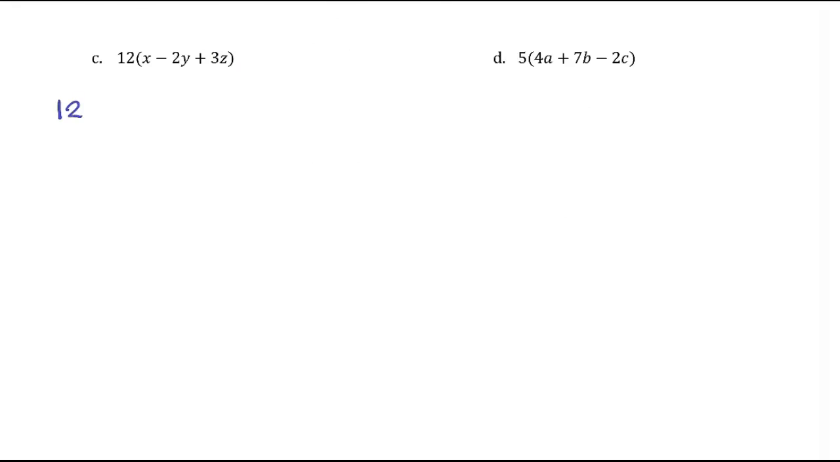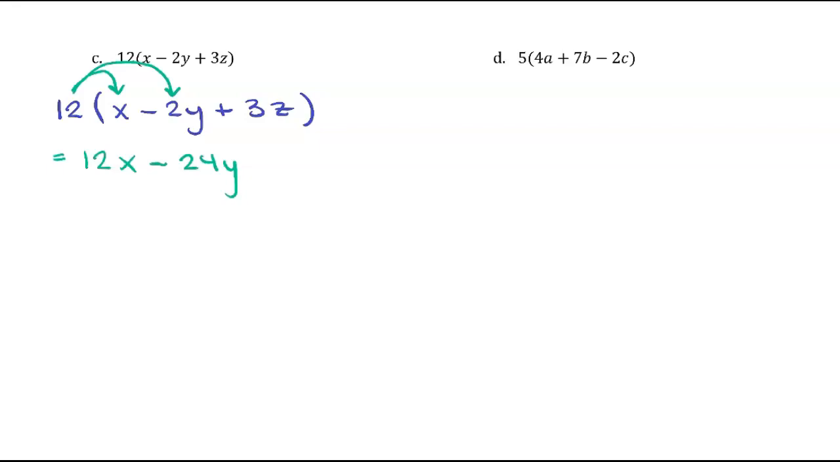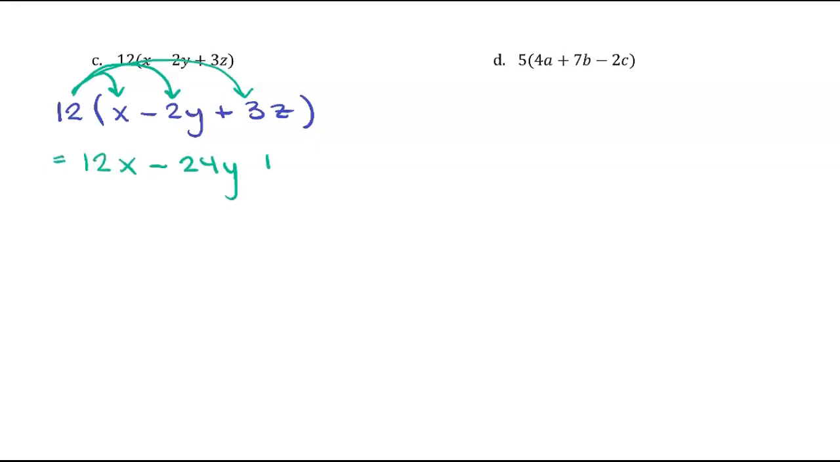In C, we have 12 times, now 3 terms inside of parentheses. And the distributive property works just the same. I can distribute the 12 to each term inside the parentheses. So when I do 12 times x, that's 12x. Then I can do 12 times -2y, or -24y. Then 12 times +3z, which is +36z. Let's go on to part E.